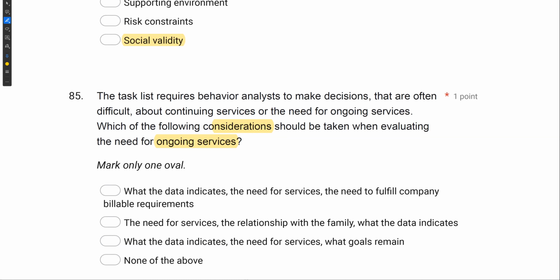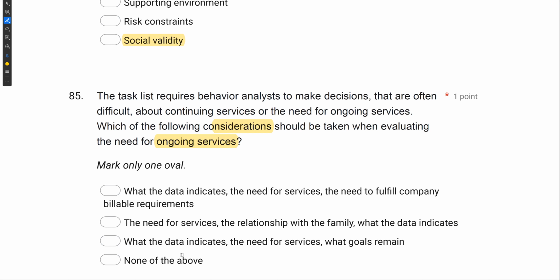Absolutely. The need. Absolutely. And the need to fulfill company billable requirements. No. Billable reasons are not a good reason to continue services. Just because you have to hit your hours doesn't mean you should be giving services to someone who doesn't need the services. A is out. B, the need for services. Yes. The relationship with the family. Just because you like the family or just because you dislike the family, not a reason to continue or discontinue services. Your relationship should be professional. That's all that matters. Do you have a professional relationship with the family? That's the only thing that matters. So your relationship should not come into play when considering ongoing services. Just because you like them or dislike them doesn't change anything about continuing services.